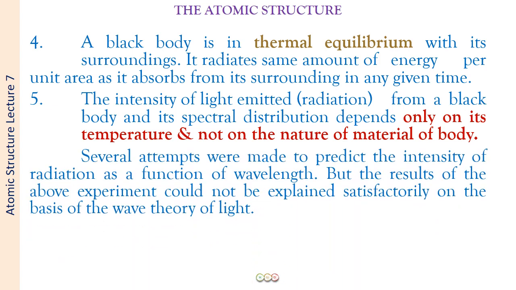So now, several attempts were made to predict the intensity of radiation as a function of wavelength. The electromagnetic theory tried to explain these experimental results, but because the theory said that radiation of only one wavelength could be emitted by a hot body, irrespective of its temperature, there should have been only one color that we would have been able to see. So this could not be explained by the electromagnetic wave theory.